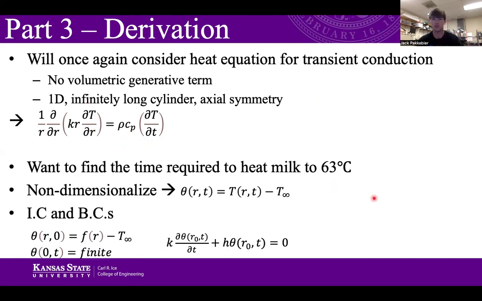Our goal for this part 3 is to find the time required to heat a section of milk up to 63 degrees Celsius, which is the pasteurization temperature that I've chosen. To do this, we want to solve this ODE. So we'll need to non-dimensionalize our temperature, which is listed by theta, which is a function of the radius and time, and then consider some of our initial conditions and boundary conditions as shown here. Next slide.